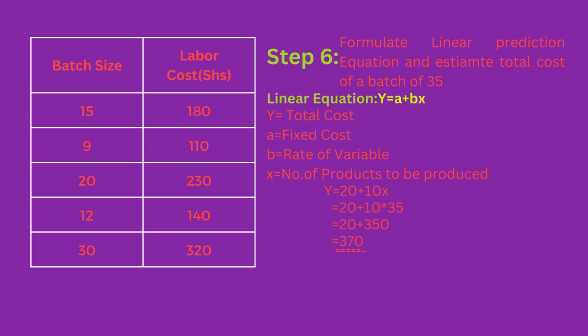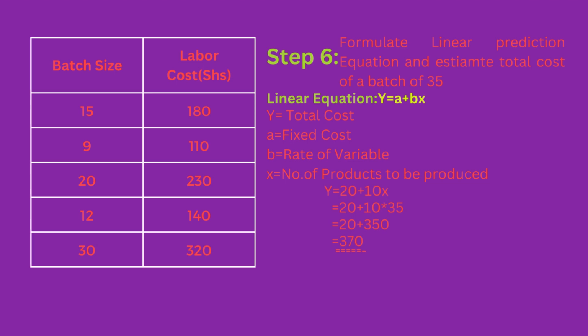To formulate the linear prediction, that's part one of our example question, we formulate the linear prediction equation. So our linear prediction equation will be y equals 20 plus 10x, where 20 is the fixed cost and 10 is the rate of variable as we computed earlier. So that will be the linear prediction equation.